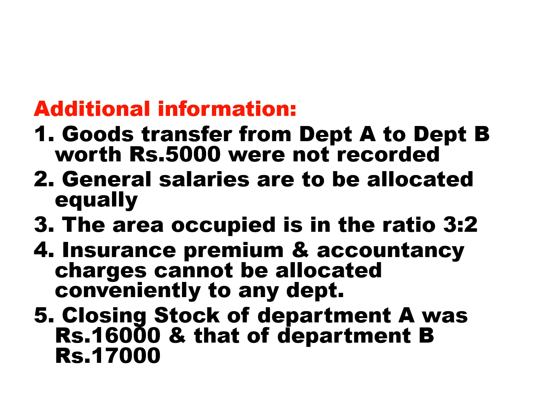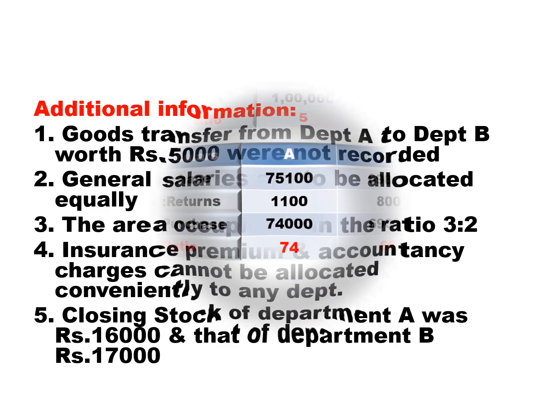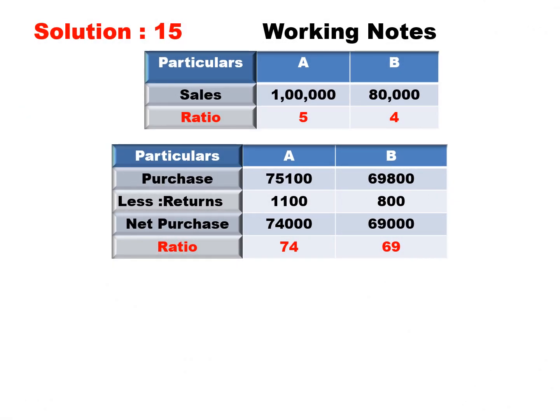So let us look at the working out, students. This is the working note. Sales of A 1 lakh and sales of B is 80,000, and the ratio you get is 5:4 if we simplify. Purchase of A 75,100 and B 69,800. Deduct the returns outward, 1,100 and 800. So you get net purchase 74,000 and 69,000. So the ratio, students, you get is 74:69. These ratios will help you to distribute the related expenditures.